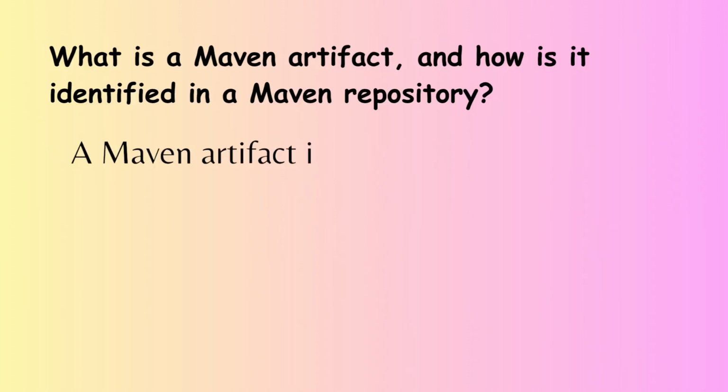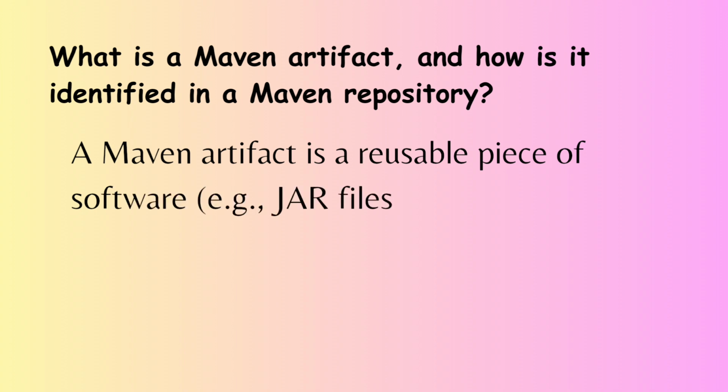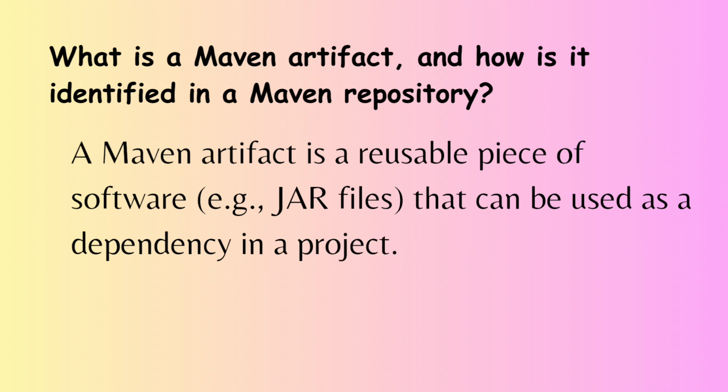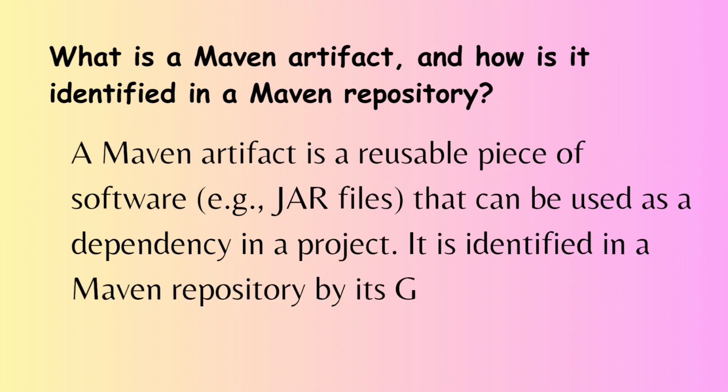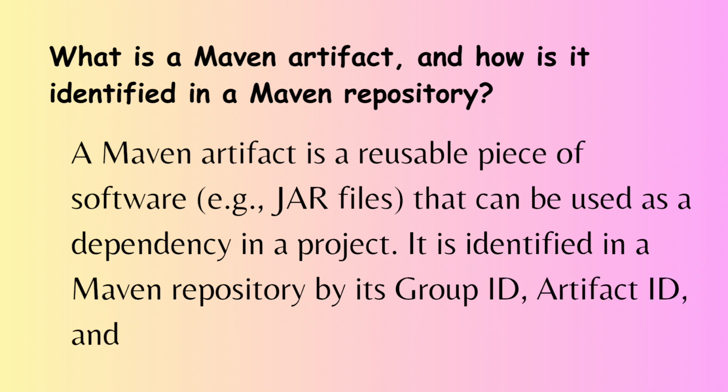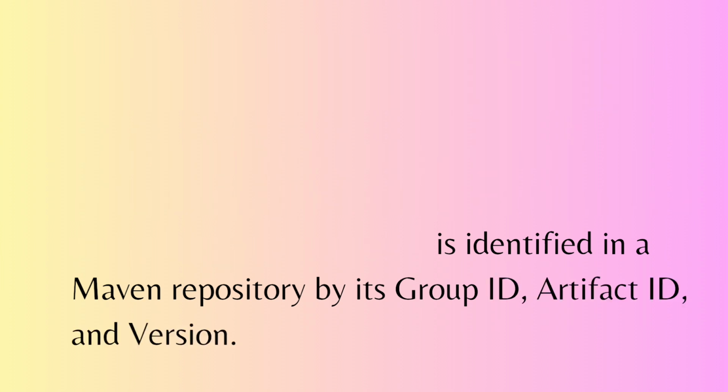What is a Maven artifact, and how is it identified in a Maven repository? A Maven artifact is a reusable piece of software, e.g., jar files, that can be used as a dependency in a project. It is identified in a Maven repository by its group ID, artifact ID, and version.